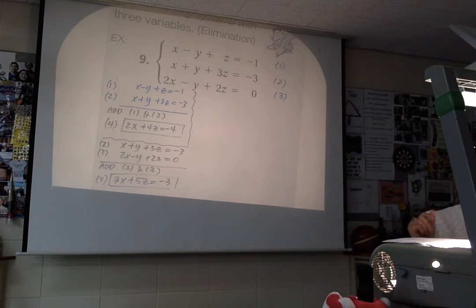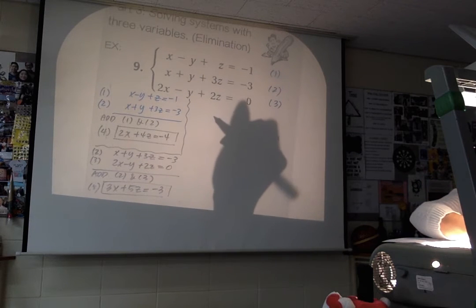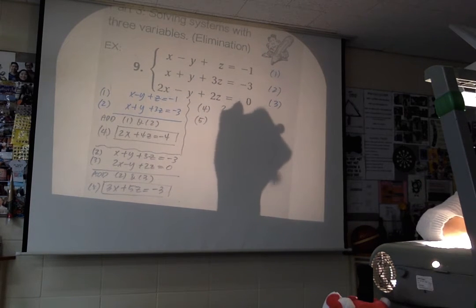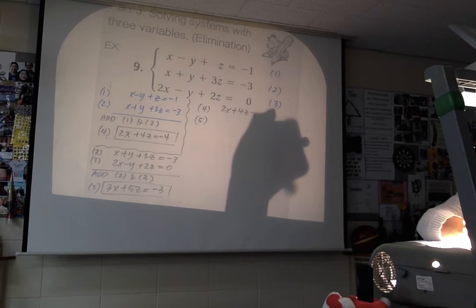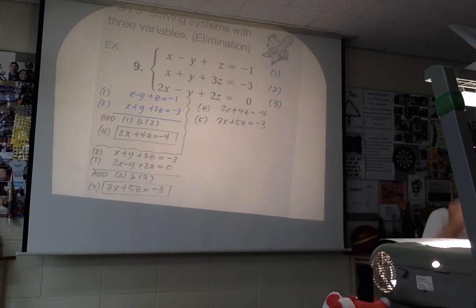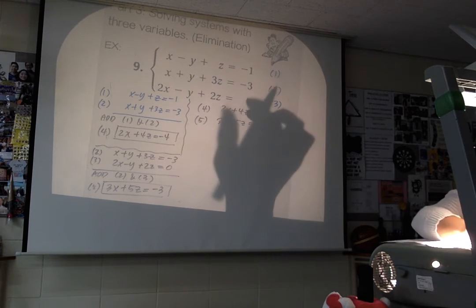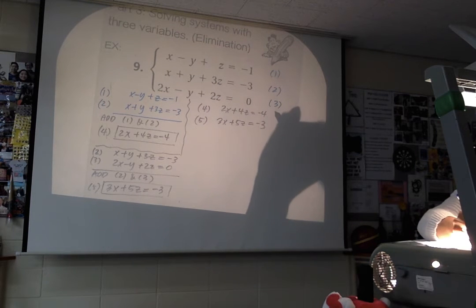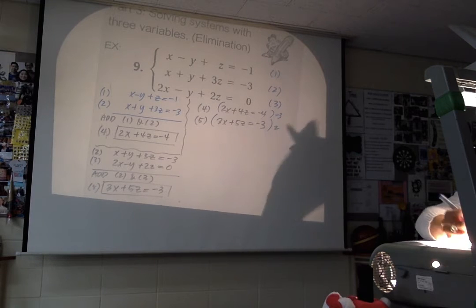Alright? Now, what do I do with all these? I'm going to combine equation 4 and equation 5, and I'm going to write them on top of each other so you can see what to do next. So 2x plus 4z equals negative 4, and 3x plus 5z equals negative 3. And I think you can figure out pretty much what to do here, right guys? What would I do to this guy to get rid of one another? So let's get rid of the x's, yeah? I'm going to multiply this guy by negative 3, multiply this guy by positive 2.